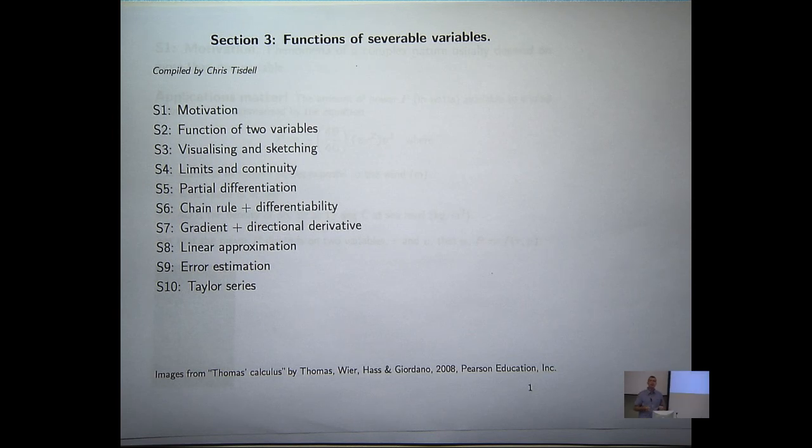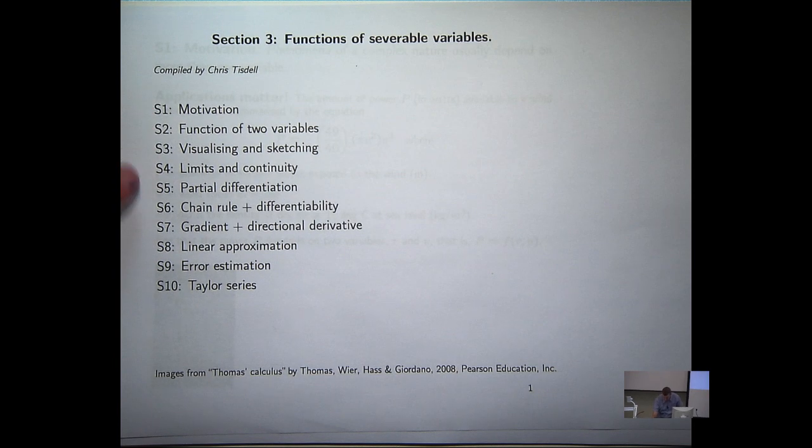Can I just have a show of hands? Who sort of has some vague recollection of functions of two variables from last year? Okay, because you would have done partial derivatives and a few applications and things like this. Now, how is this different to what you've already learned? It's a good question. Well, you would have seen a few of these ideas, but not at any depth.